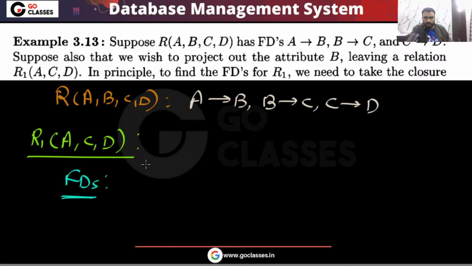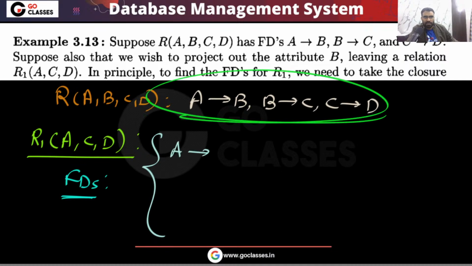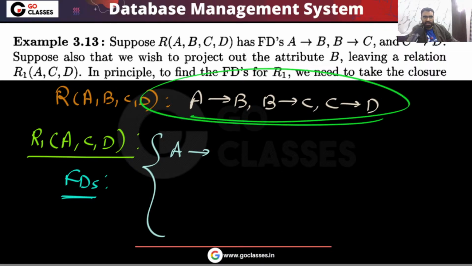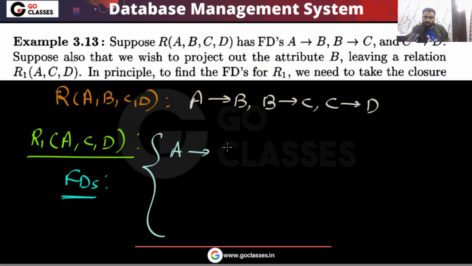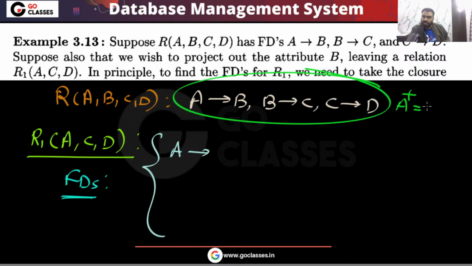Very simple. Remember what we will do? Go step by step. First you find what A can determine. So let's see what A can determine. You find the A closure. If you find A closure, you can easily see that A can determine B, C, D. The A closure will be A, B, C, D. So you can see that A can determine C, D. Yes or no? A can determine C, D.